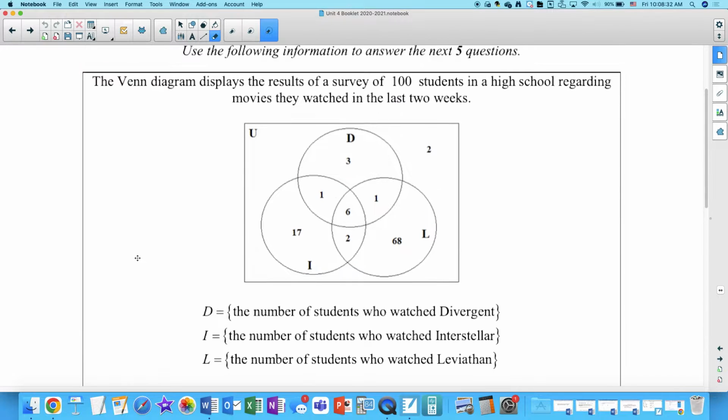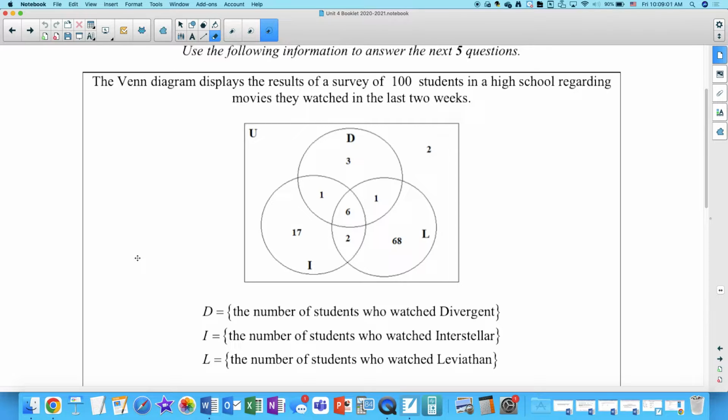No, 24, my bad. The Venn diagram displays the results of a survey of 100 students in a high school regarding movies they watched in the last 2 weeks. D is the number of students who watched Divergent. I is the number of students who watched Interstellar. And L is the number of students who watched Leviathan. How many people have seen at least one of these movies?